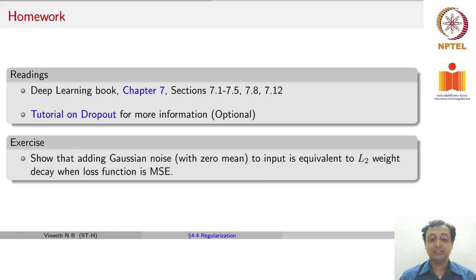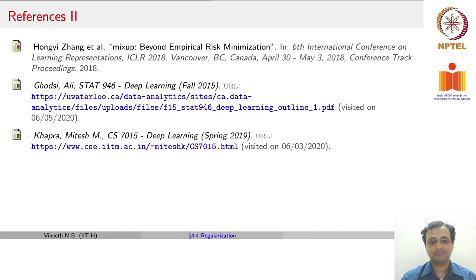With that, your homework for this lecture is chapter 7, sections as given here. And if you'd like a tutorial on dropout to understand it better, please look at this link. And as we already said earlier, your exercise for this lecture is to show that adding Gaussian noise with zero mean to the input is equivalent to L2 weight decay when your loss function is mean square error. Give it a try. Here are references.